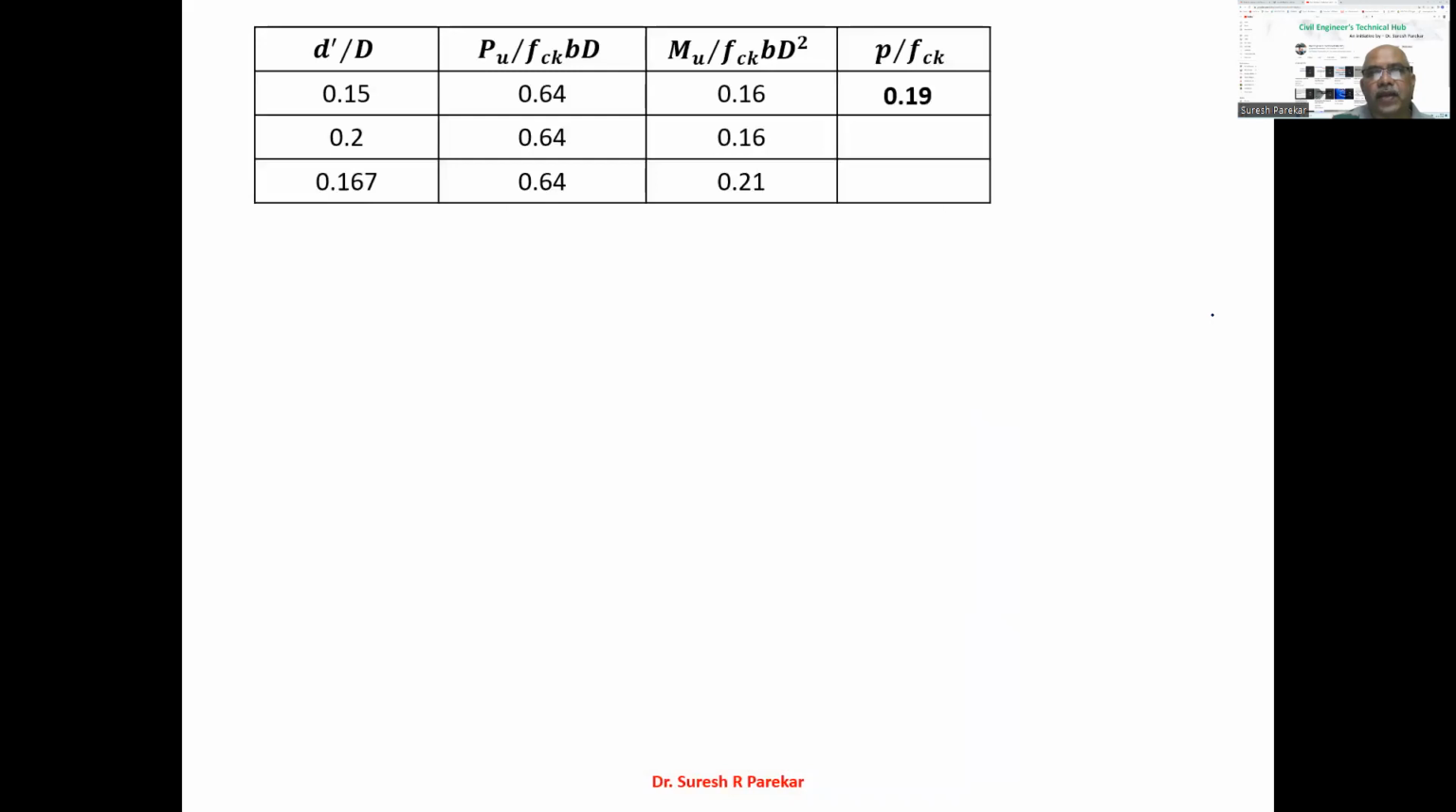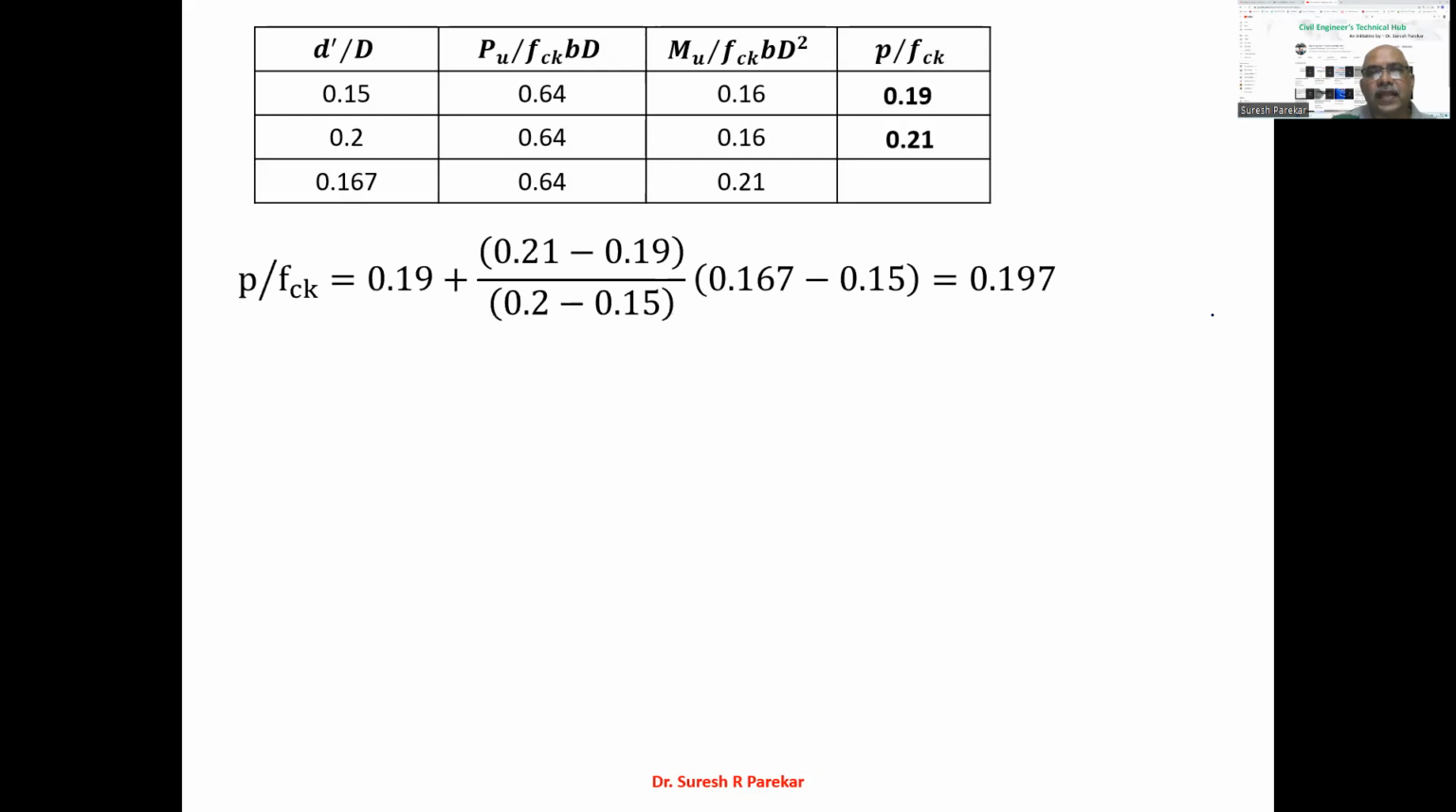So you can see for 0.15, 0.19, and for 0.2, 0.21, and we will calculate this value for 0.167, and that value will be 0.19 plus this value. And now if we calculate this value, we will get it as 0.197. So we have this value as 0.197. And knowing this value of 0.197, we can find the value of P by FCK.